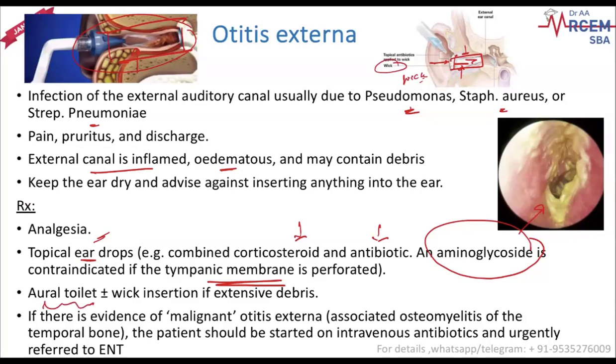Aural toilet, basically you're suctioning out, clearing the secretions that are there in the ear, and you will be placing a wick.